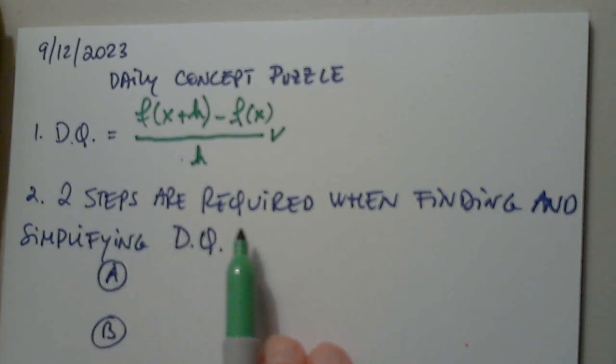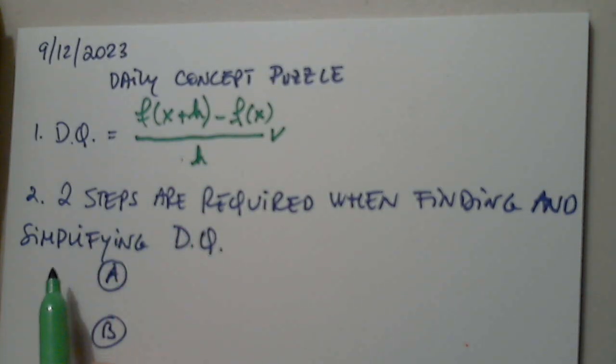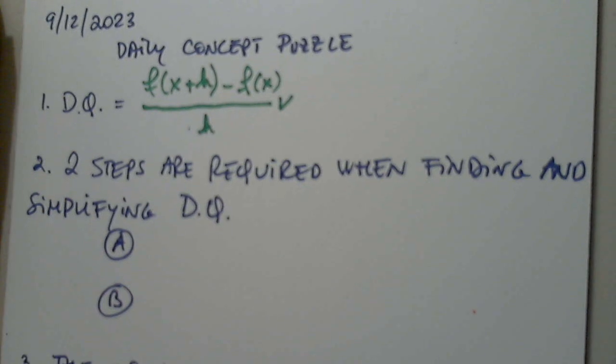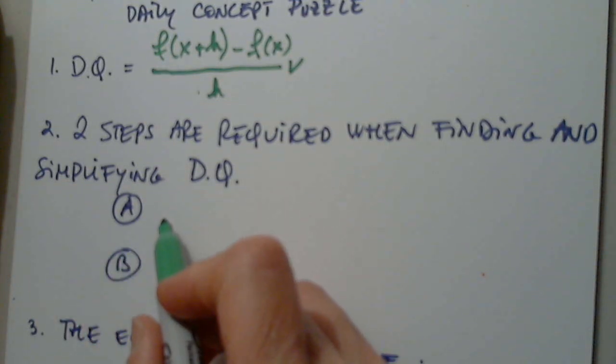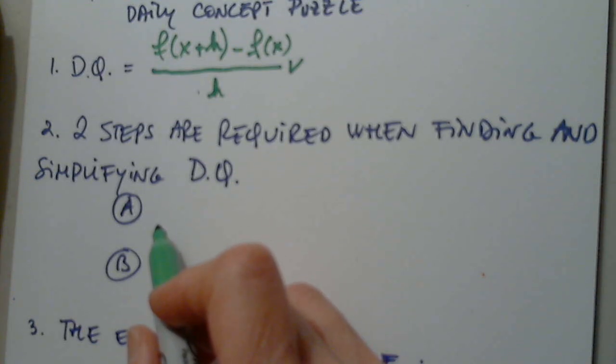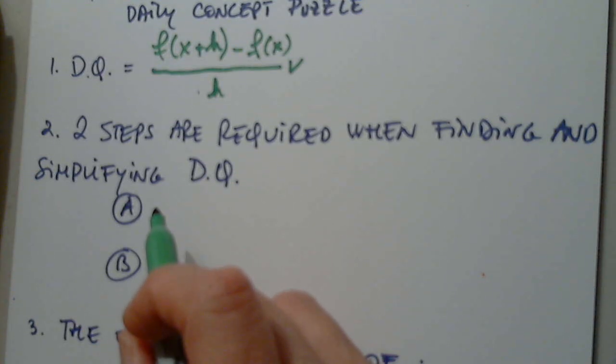Now, two steps are required when finding and simplifying the difference quotient. Can anyone tell us the correct order and the steps? Ezra, would you like to start? First, you plug in the function into the difference quotient.